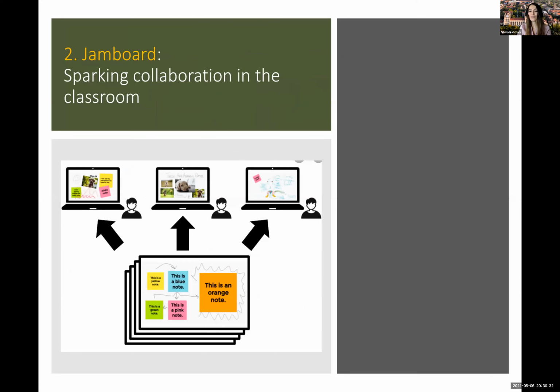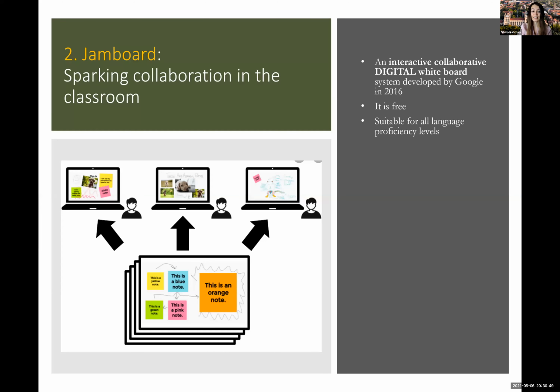All right, so you already got a glimpse into Google Jamboard. It is an interactive, collaborative, digital whiteboard system developed by Google in 2016. It is free and suitable for all language proficiency levels. It is very user-friendly and it can be used for synchronous and also asynchronous learning. So you can either work together during your sessions, or you can assign it as homework.